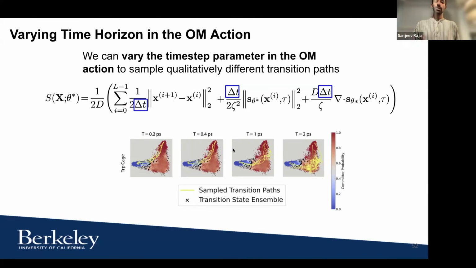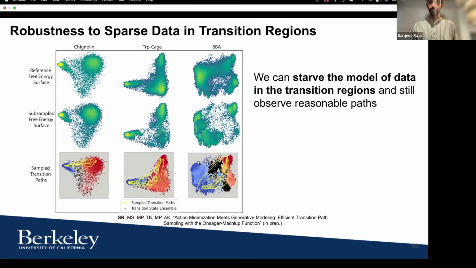So this is a nice thing because at the end of the day, the transition path ensemble is conditioned on the time horizon that you specify. Short transition paths are going to look different from long ones. So we can capture all of these. And then, as promised, based on what Ezra asked, we did an experiment where we starve the model of a lot of data in the transition regions. Specifically, what we did is based on the committor function here, which is a measure of the progress along the transition coordinate.